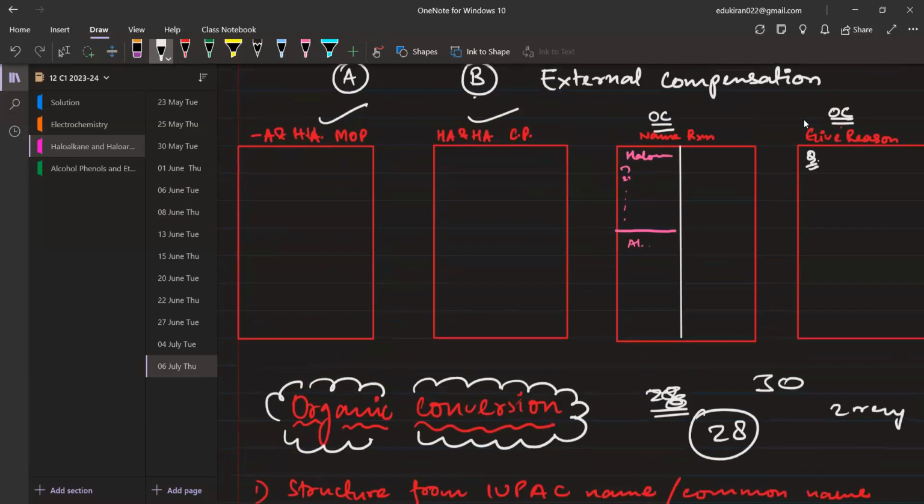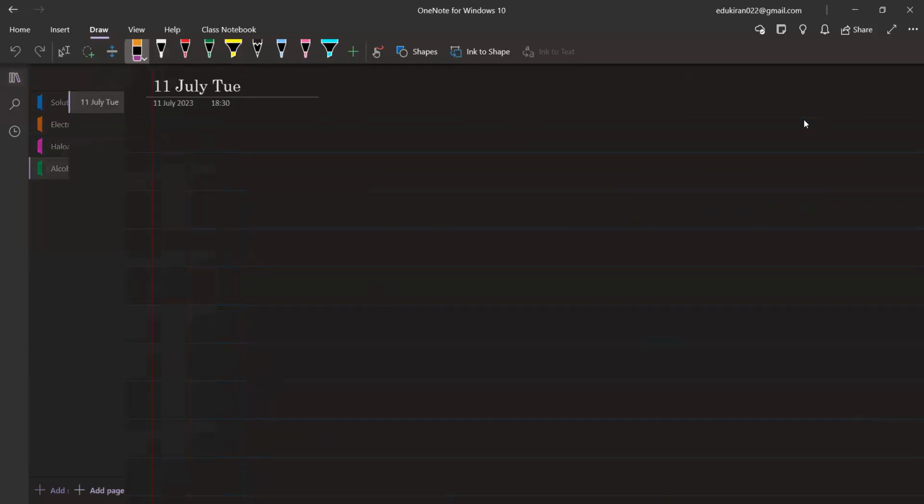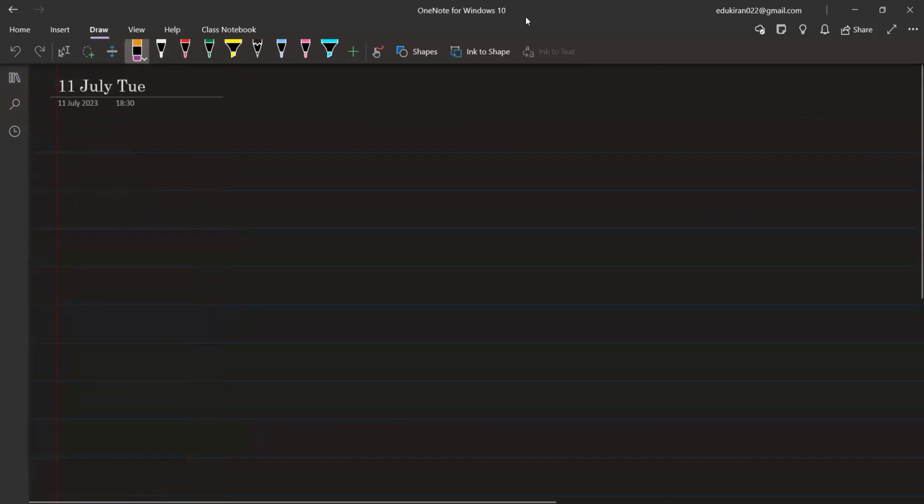And if this is not prepared, then conversions also become very difficult. Anyway, in that lecture I have explained it in a very good way. I have shown you patterns also. Another thing, please don't pick up NCERT to do organic conversions. The reason being, the first question may be very easy.